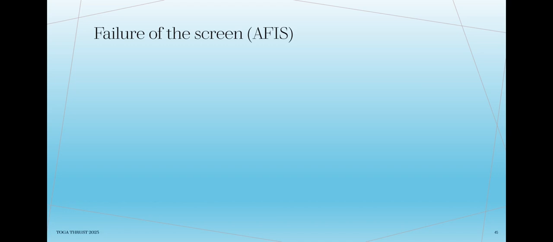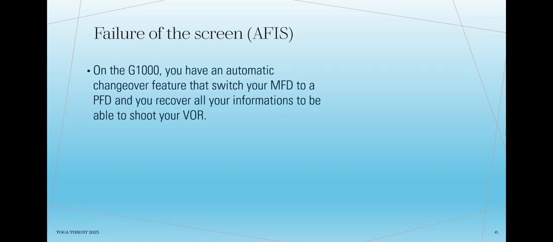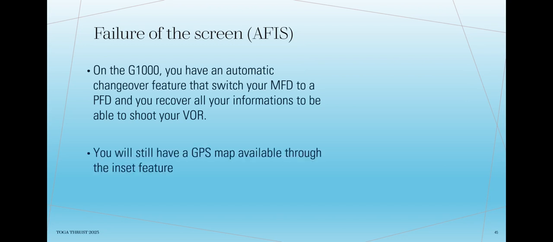Failure of the screen, IFIS. On the G1000, you have an automatic changeover feature that switches your MFD to PFD, and you recover all your information to be able to shoot your VOR. You will still have a GPS map through the inset feature.